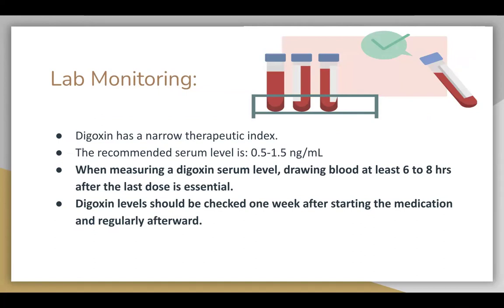Okay, for the lab monitoring, digoxin has a narrow therapeutic index. The recommended serum level is between 0.5 to 1.5 nanograms per milliliter. When we measure the digoxin serum level, we draw the blood at least 6 to 8 hours after the last dose, and that's an essential step to do. Digoxin levels should be checked 1 week after starting the medication and then regularly afterward.